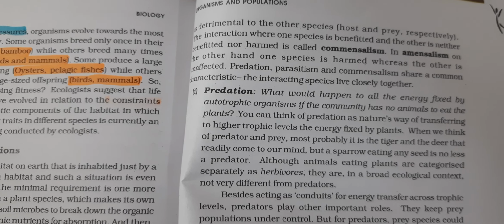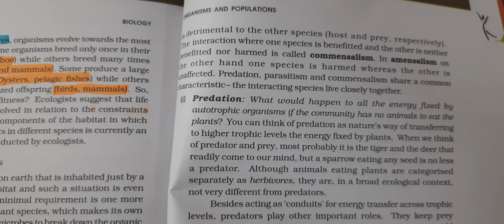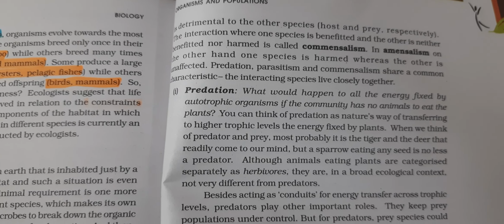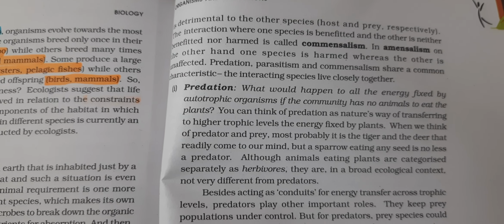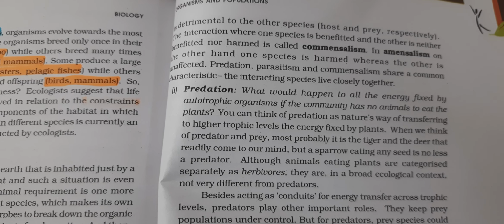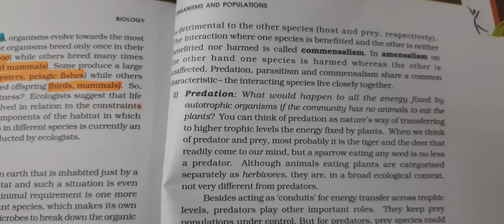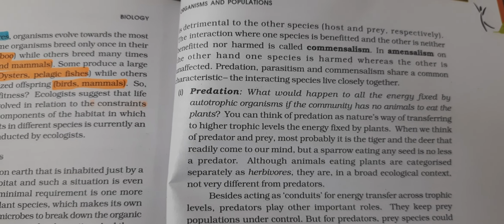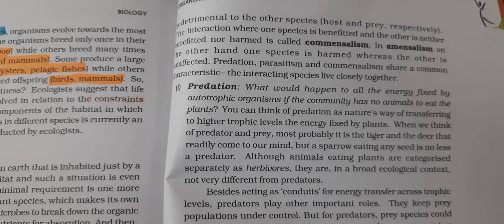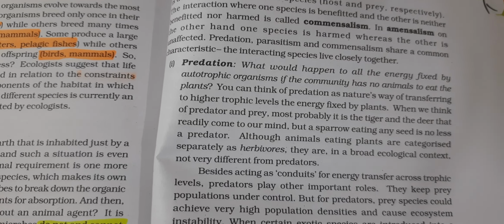The interaction where one species is benefited and the other is neither benefited nor harmed is called commensalism. In amensalism, on the other hand, one species is harmed whereas the other is unaffected. Predation, parasitism and commensalism share a common characteristic: the interacting species live closely together. So let us look at this.